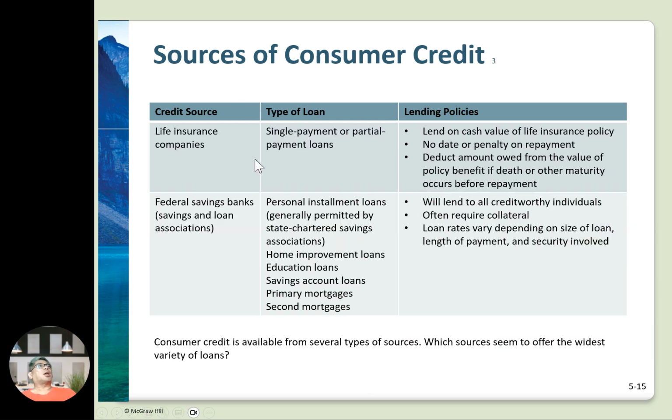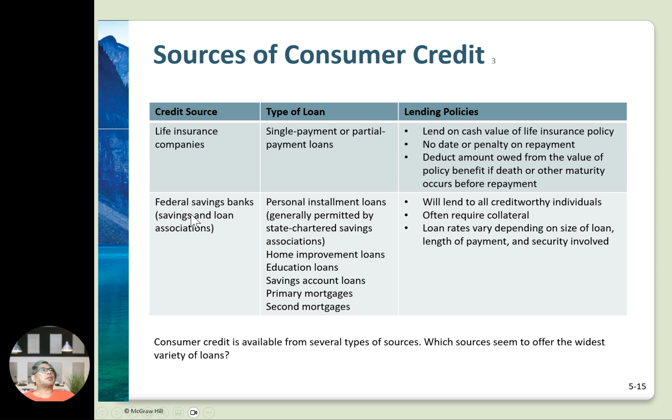Life insurance company: a life insurance company loan is a single payment or partial payment loan. It lends cash based on the life insurance policy, with no debt penalty or repayment. The amount owed is deducted from the value of the policy benefit if the maturity occurs before the repayment.